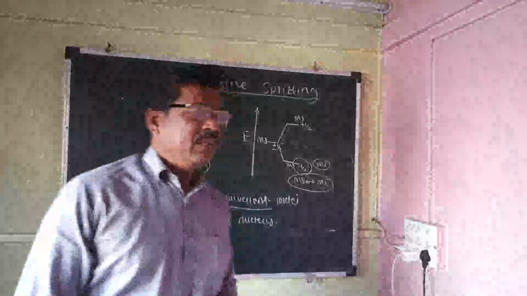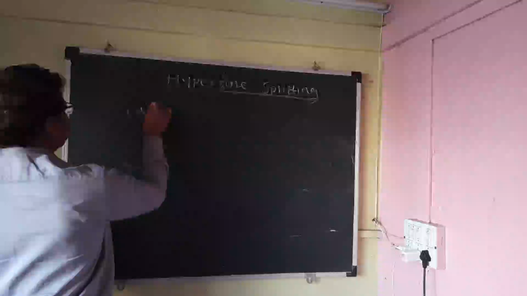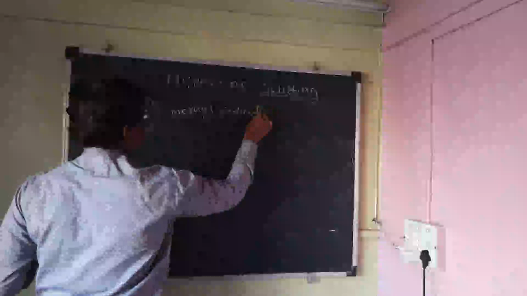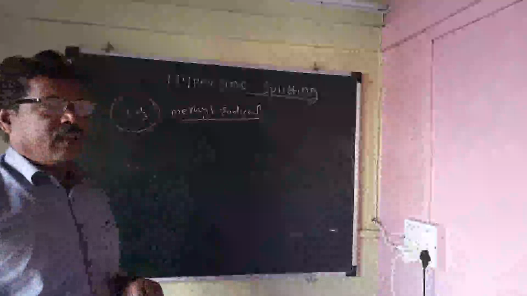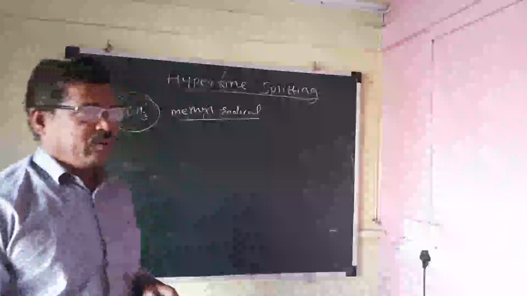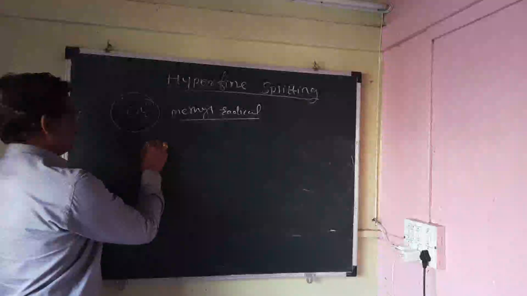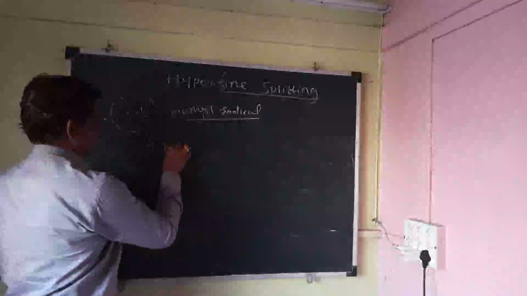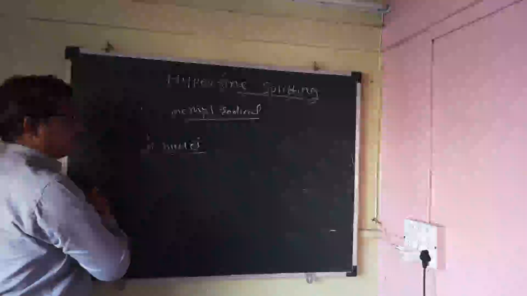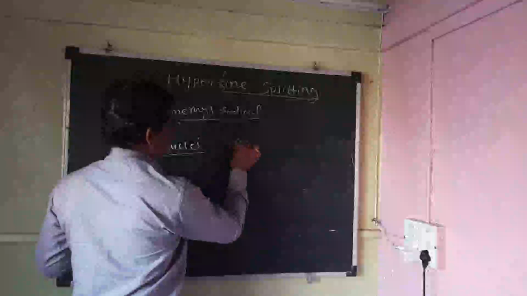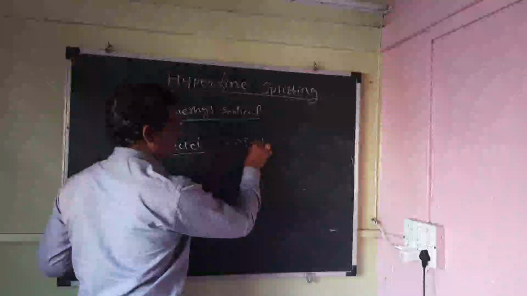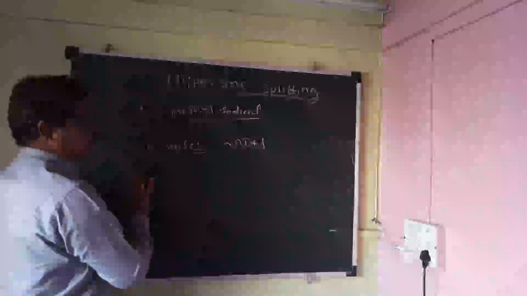For example, the methyl radical, CH3. This is the methyl radical. The methyl radical has 3 nuclei, protons. By using this formula, 2nI plus 1, here n is the number of equivalent protons.